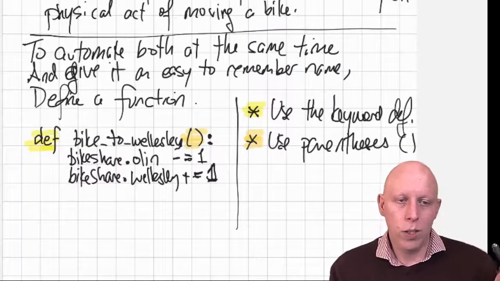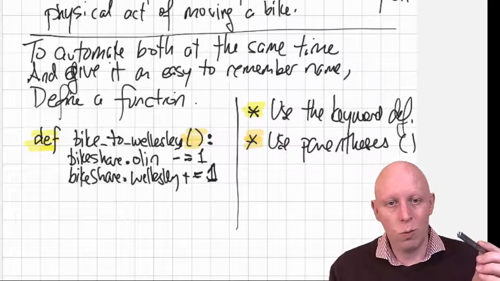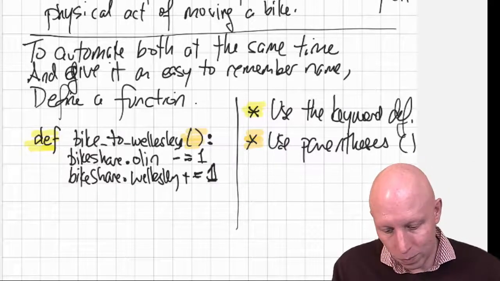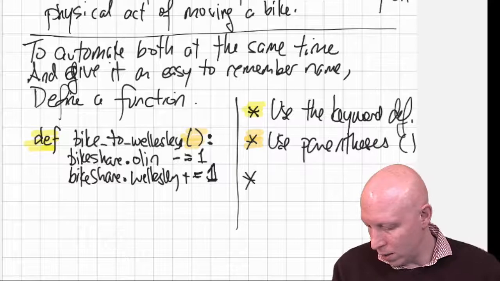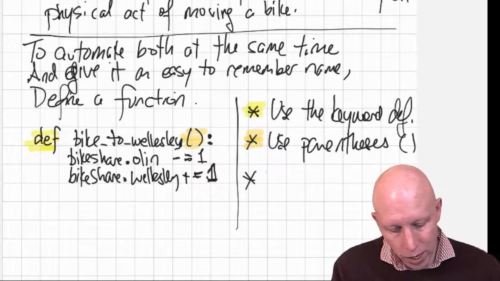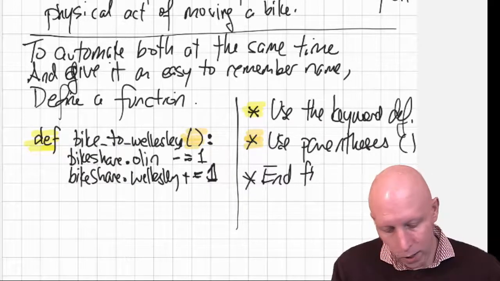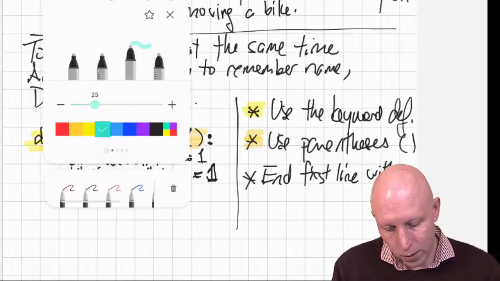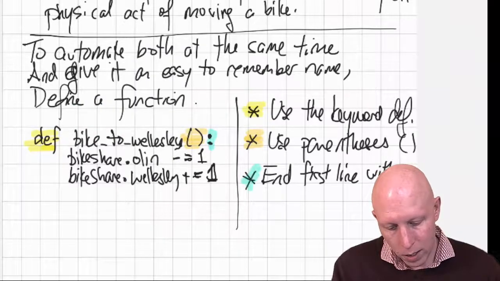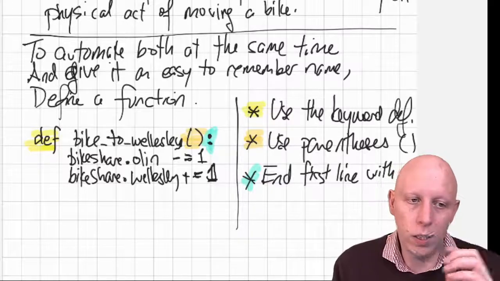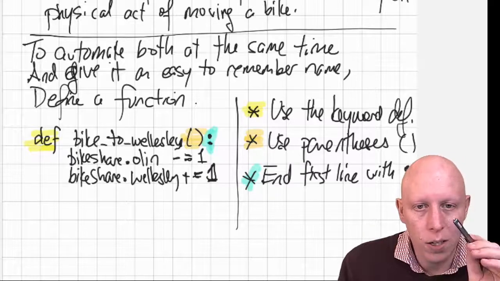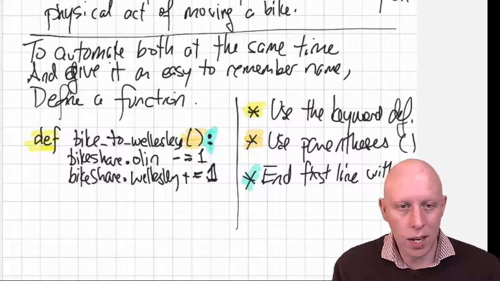Later on, we will put some parameters into these parentheses so you could pass some information into this function. All right. The next thing you should know: end the first line with a colon. All right, new color, green. So this colon is going to be something that will reoccur time and time again in Python. This is telling us this is the end of the definition line.